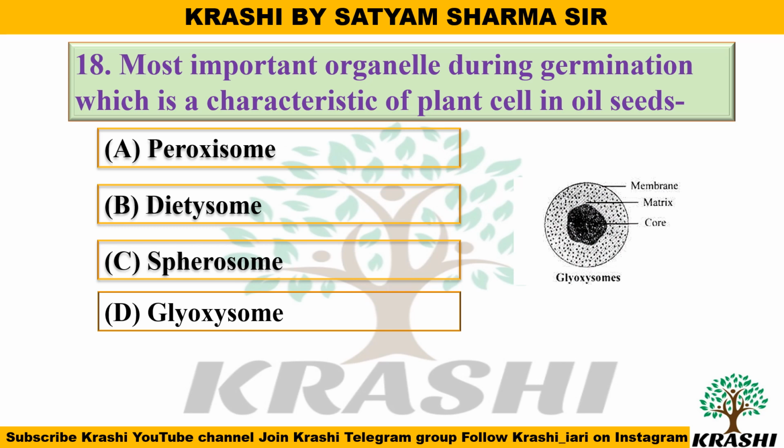Question number 18. Most important organelle during germination, which is a characteristic of plant cell in the oil seeds, is glyoxysome. These are specialized microbodies which later convert to peroxisomes in leaves when photosynthesis is initiated.